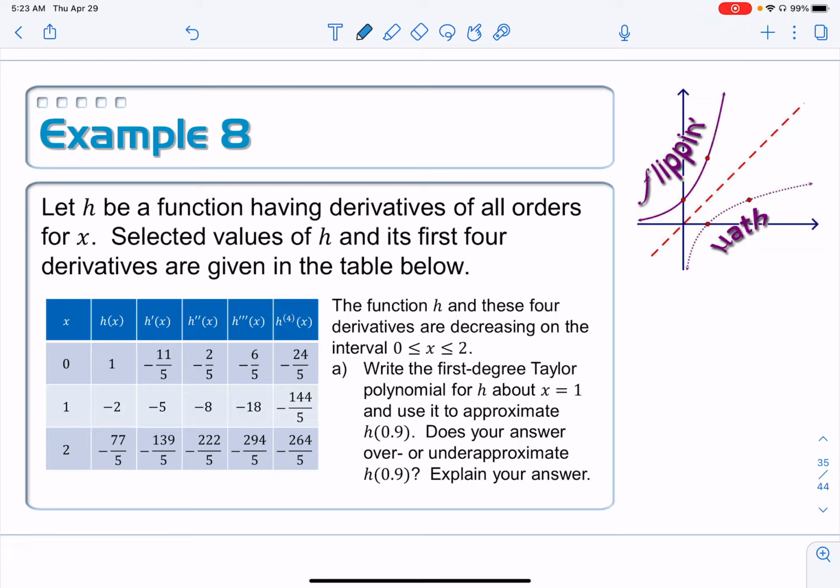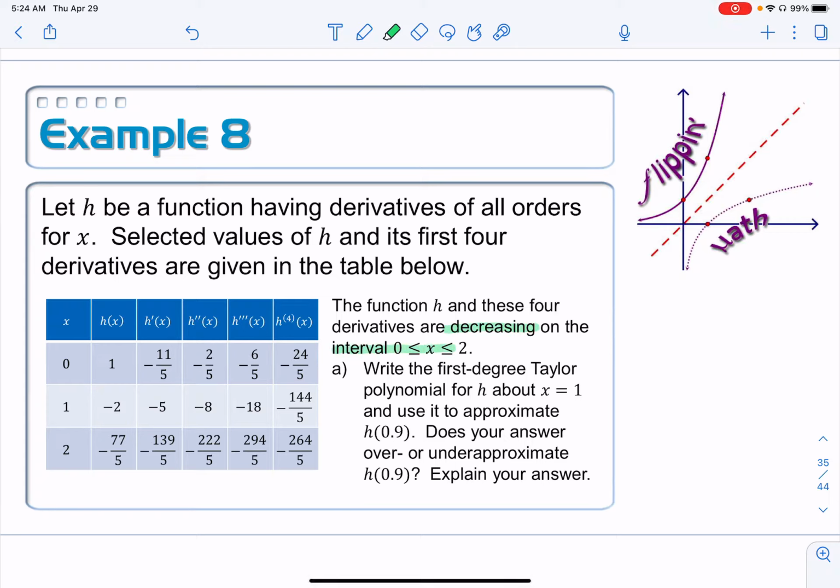And, in the context of some other FRQs that we've seen, we had to do stuff like Riemann sums. Maybe we had to approximate the derivative. And here we're seeing it for the first time in the context of a series, we assume. All right, let's take a look here. The function h and these four derivatives are decreasing on the interval from 0 to 2. I'm thinking that's going to come up.